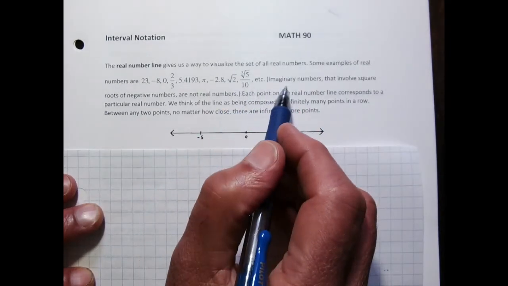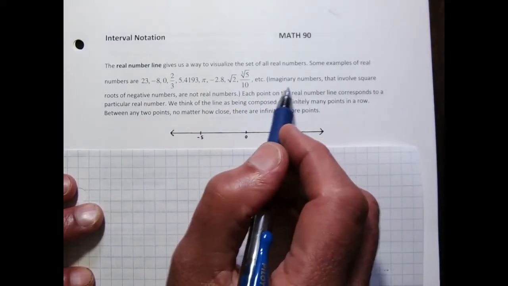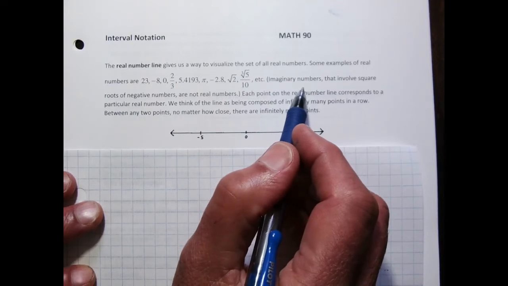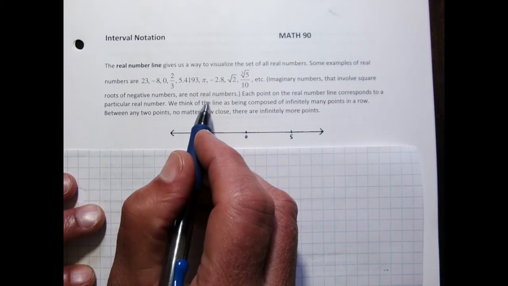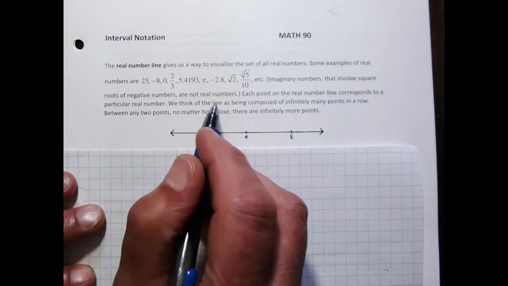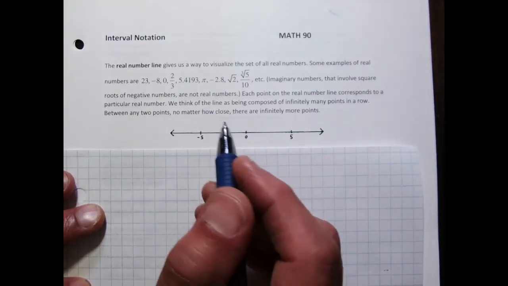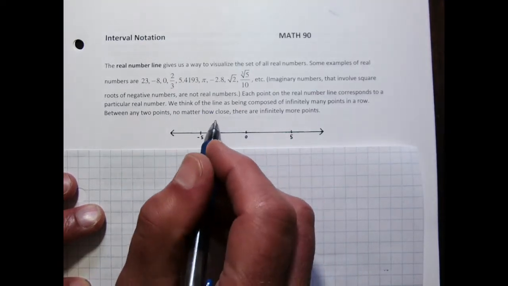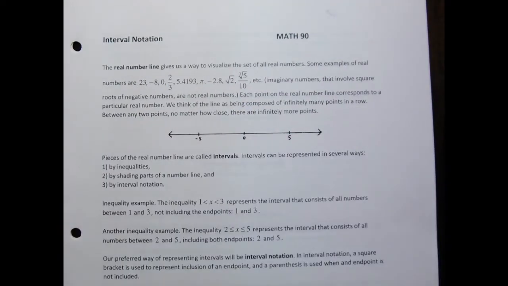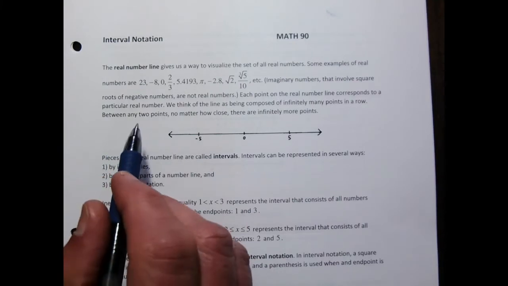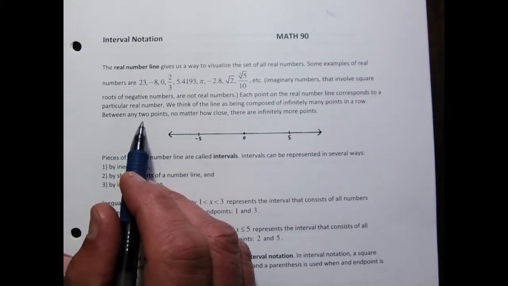If you've ever heard of imaginary numbers, like square roots of negative numbers, they are not real numbers. So there are some kinds of numbers we work with in math that are not real numbers. They're called imaginary. Sometimes we talk about complex numbers. We'll discuss those later in this course. Each number that's a real number corresponds to a point on the real number line.